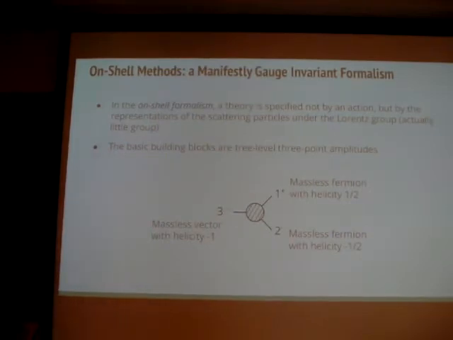So to start, we'll recap a little on the on-shell formalism. In the on-shell formalism, we never introduce an action. The way we do it is we introduce basic Lego blocks, which are three-point amplitudes, and then we can assemble them together in a recursive way to find all higher-point tree-level amplitudes. And then we can further assemble them together using unitarity in order to have one-loop and higher-loop amplitudes.